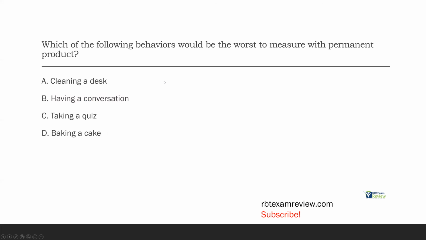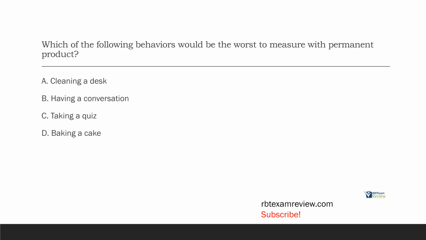Which of the following behaviors would be the worst to measure with permanent product? What are our rules about permanent product? Well, first, what is permanent product? Permanent product, we're measuring the outcome of the behavior, the product of the behavior. So we're measuring after the behavior occurs. We know we don't have to see the behavior occur, but it has to produce something permanent and tangible that we can obviously measure. So we want to find something that's going to consistently produce an outcome that's measurable.